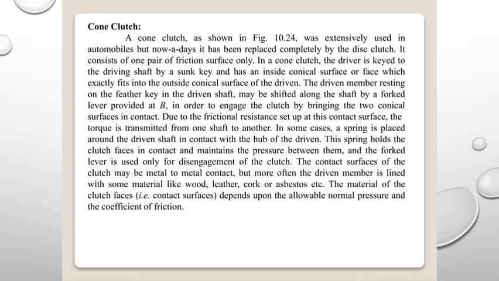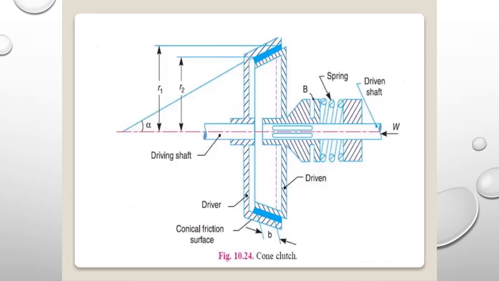In some cases, a spring is placed around the shaft, in contact with the hub on the driven member. The spring holds the clutch engaged, and a lever is used for disengagement of the clutch. The material of the clutch faces depends upon the allowable normal pressure and the coefficient of friction. This is the figure for the cone clutch.